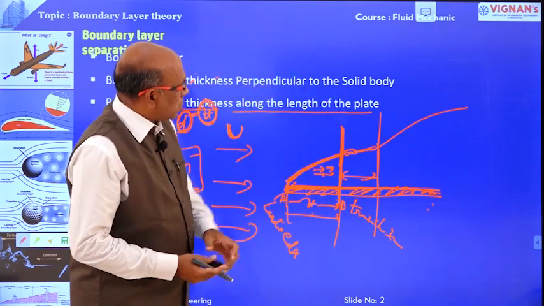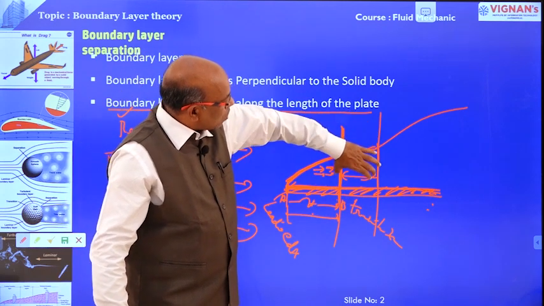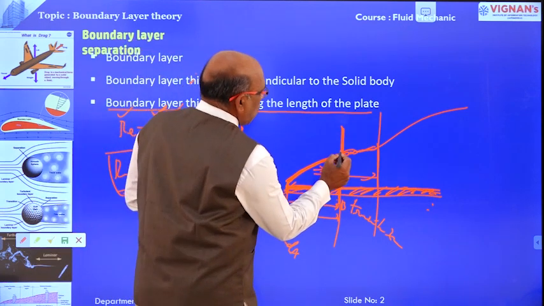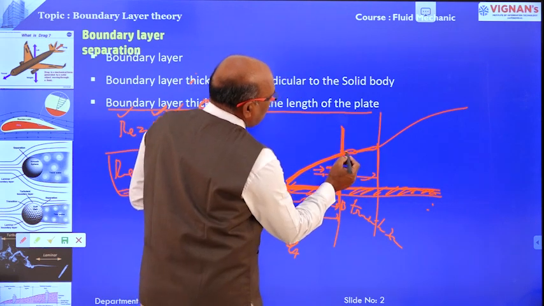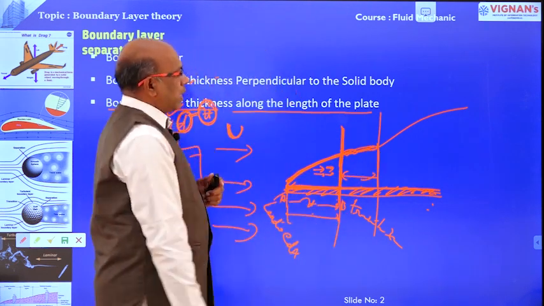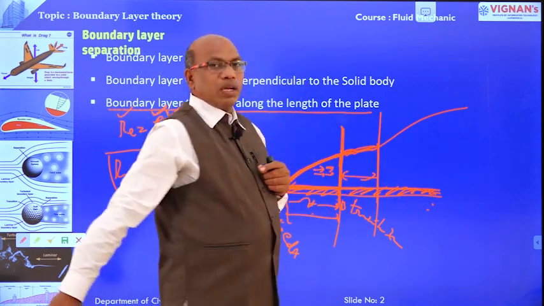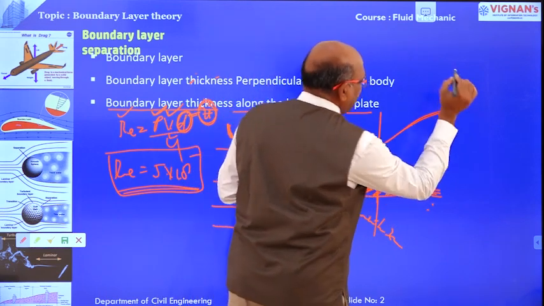Transition zone means the flow changes from laminar to turbulent. That zone is nothing but the transition zone. In the transition zone, the laminar boundary layer thickness gradually increases. And another point, beyond the transition zone, the boundary layer thickness continuously increases.